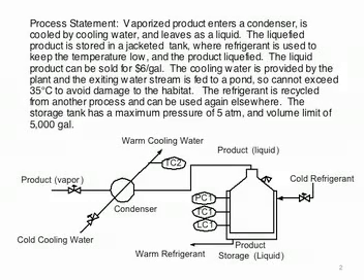The cooling water is provided by the plant and the exiting water stream is fed to a pond, so cannot exceed 35 degrees Celsius to avoid damage to the habitat. The refrigerant is recycled from another process and can be used again elsewhere. The storage tank has a maximum pressure of 5 atmospheres and a volume limit of 5,000 gallons.